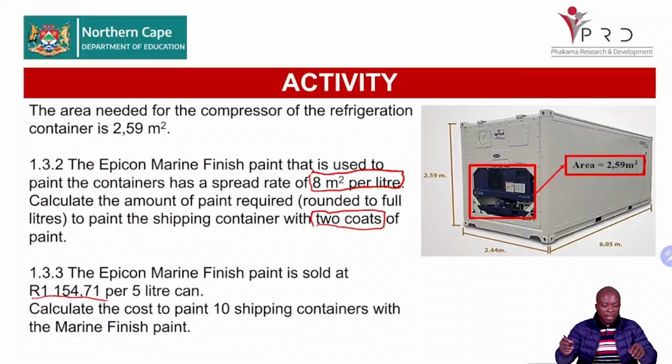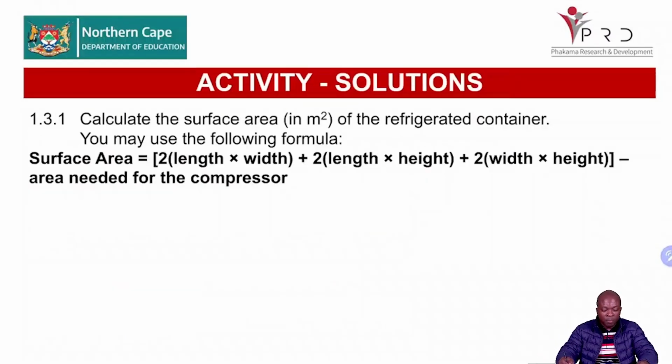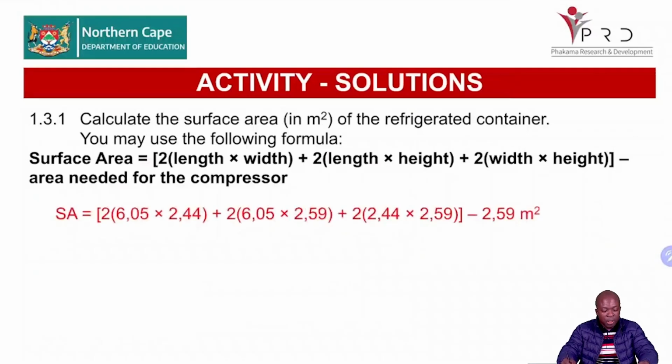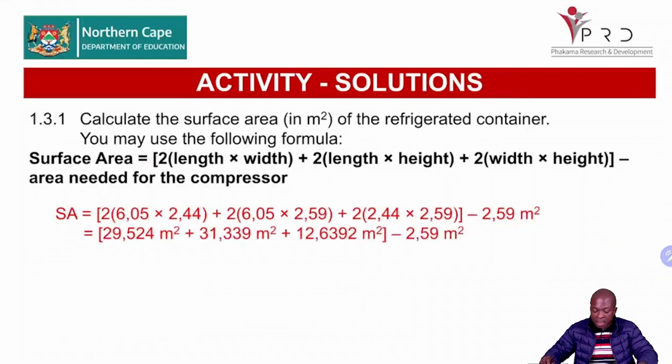Okay, welcome learners. So let's look at the first question. The examiner says we should calculate the surface area of the refrigerated container. So what do we do? We substitute. That's why you see what I'm writing there. I want us to substitute and write our answer down and see if we can get the correct one. 2 into bracket 6.05 times 2.44 close bracket is going to give me 29.524. So this one is correct.